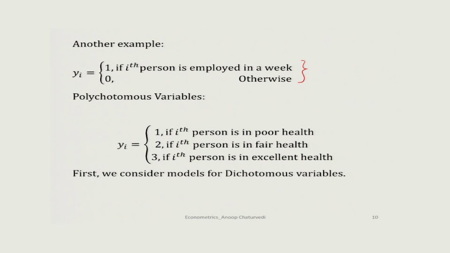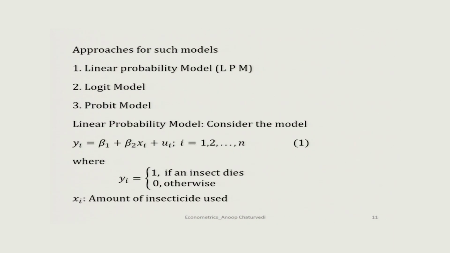Of course, you can change these values also. You can define yi equal to 0 if the ith person is in poor health. You may take yi equal to 1 if the ith person is in fair health, and 2 if the ith person is in excellent health. Now, we consider modeling of dichotomous variables. Now, approaches for modeling such kind of variables are linear probability model, logit model, or probit model. So, presently we are considering these 3 approaches.